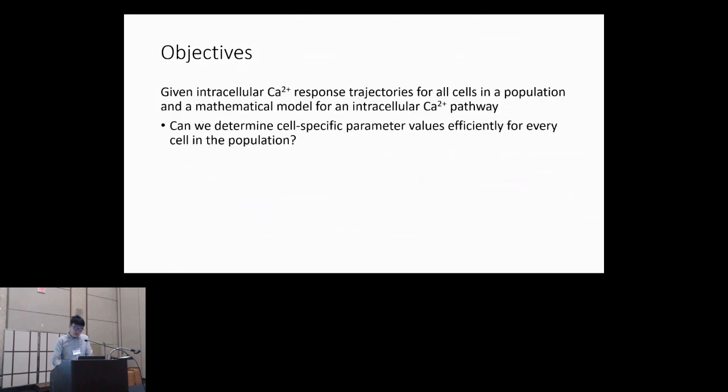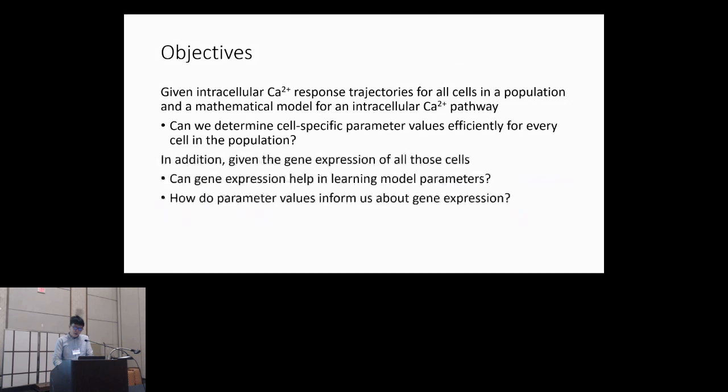So let me start with the objectives of our work. Let's say that we have data of intracellular calcium response trajectories for all cells in a population and a mathematical model for an intracellular calcium pathway. Our first objective is to determine cell-specific parameter values efficiently for every cell in the population. If we also have the gene expression of all those cells, we want to know if the gene expression would be able to help in learning model parameters. Once we have learned the parameter values, we wish to find out how parameter values inform us about gene expression.